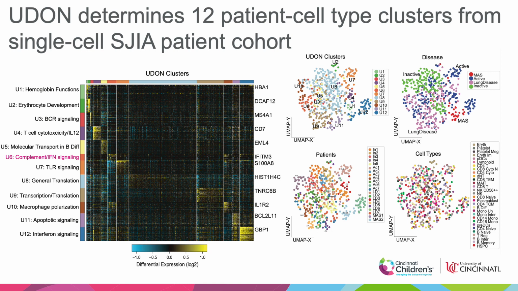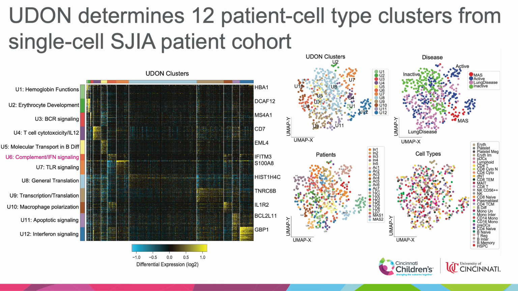Previous studies suggested that interferon signaling is a driver for SJIA complicated by lung disease and MAS. One of the most distinct subtypes was Udon cluster 12, which was most enriched in interferon signaling pathway in active SJIA and SJIA with MAS. And this was typically seen in different myeloid and lymphoid populations.